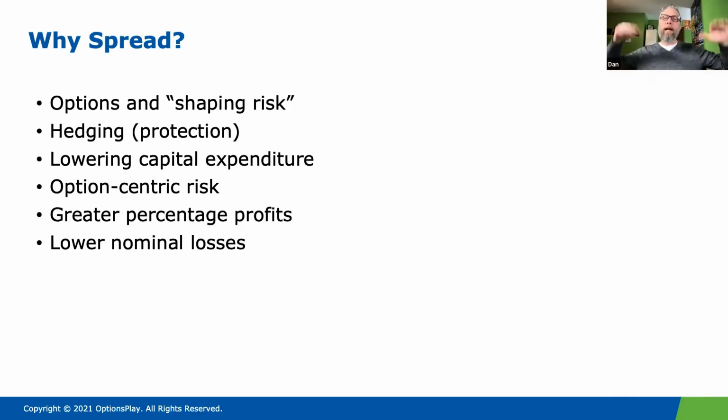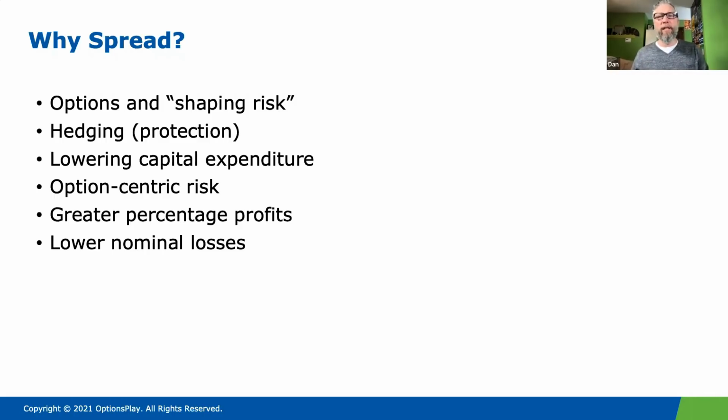So let's kind of look at the mile high view for just a second here. Why would we trade a spread instead of just buying a call or something? Well, the reason we use options in general is to what a lot of professionals would call shape your risk, right? If I just buy a stock, then if it goes up, I make money. If it goes down, I lose money. And I've sort of got this pretty binary sort of bet on, right?